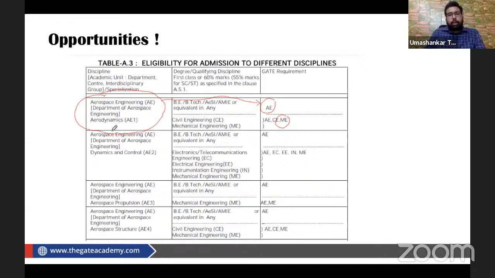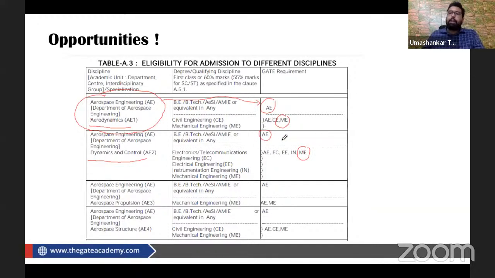Similarly, you can see aerospace engineering here also, dynamics and control, the branches here, the branches aerodynamics, right? Again, you can see ME is allowed, first paper, primary paper, ME is allowed, then AE is also allowed. So again, the same logic lies here.